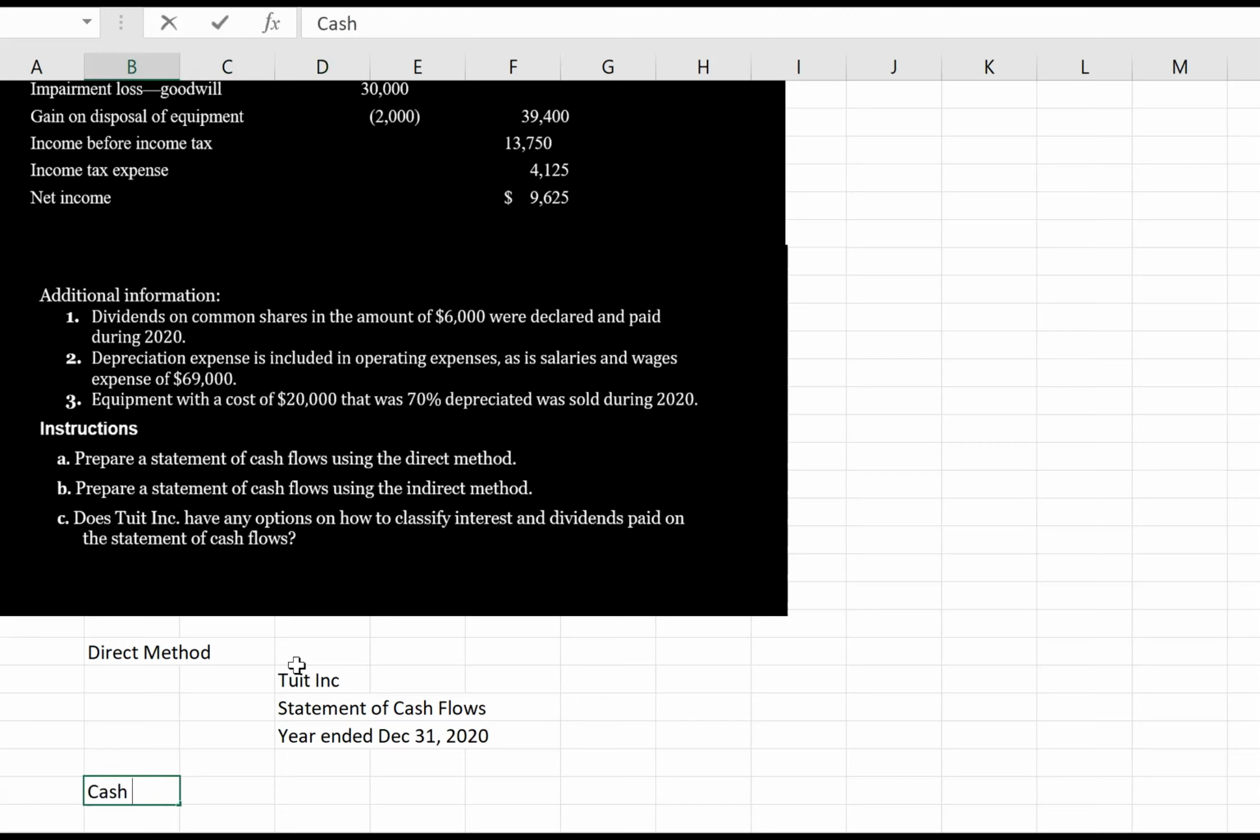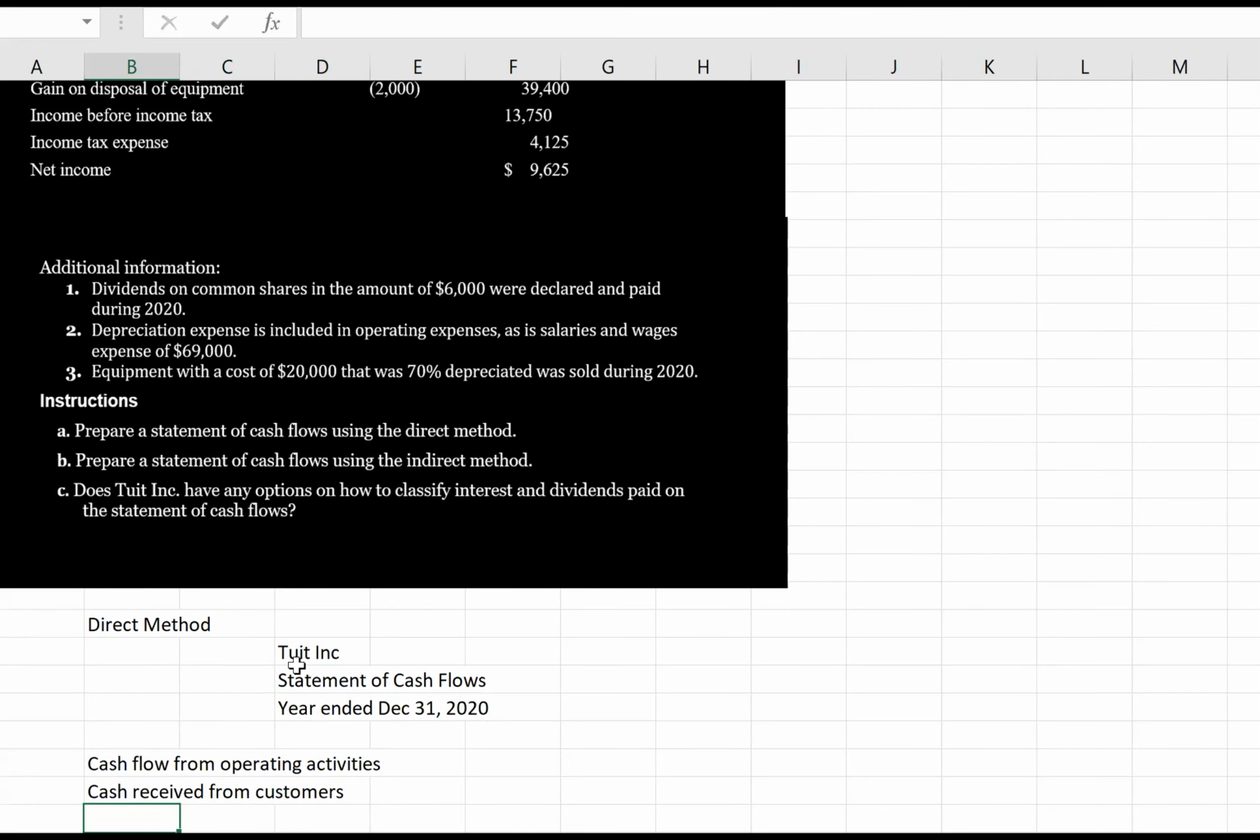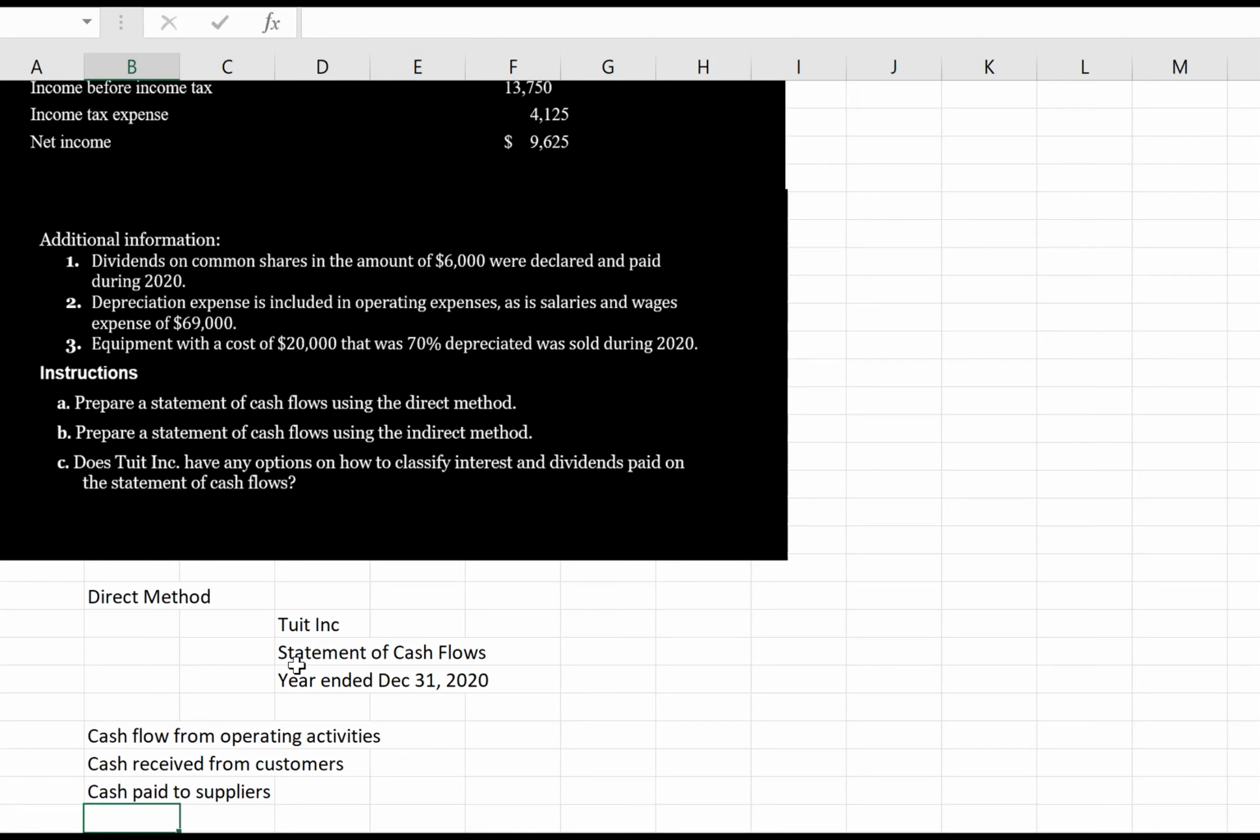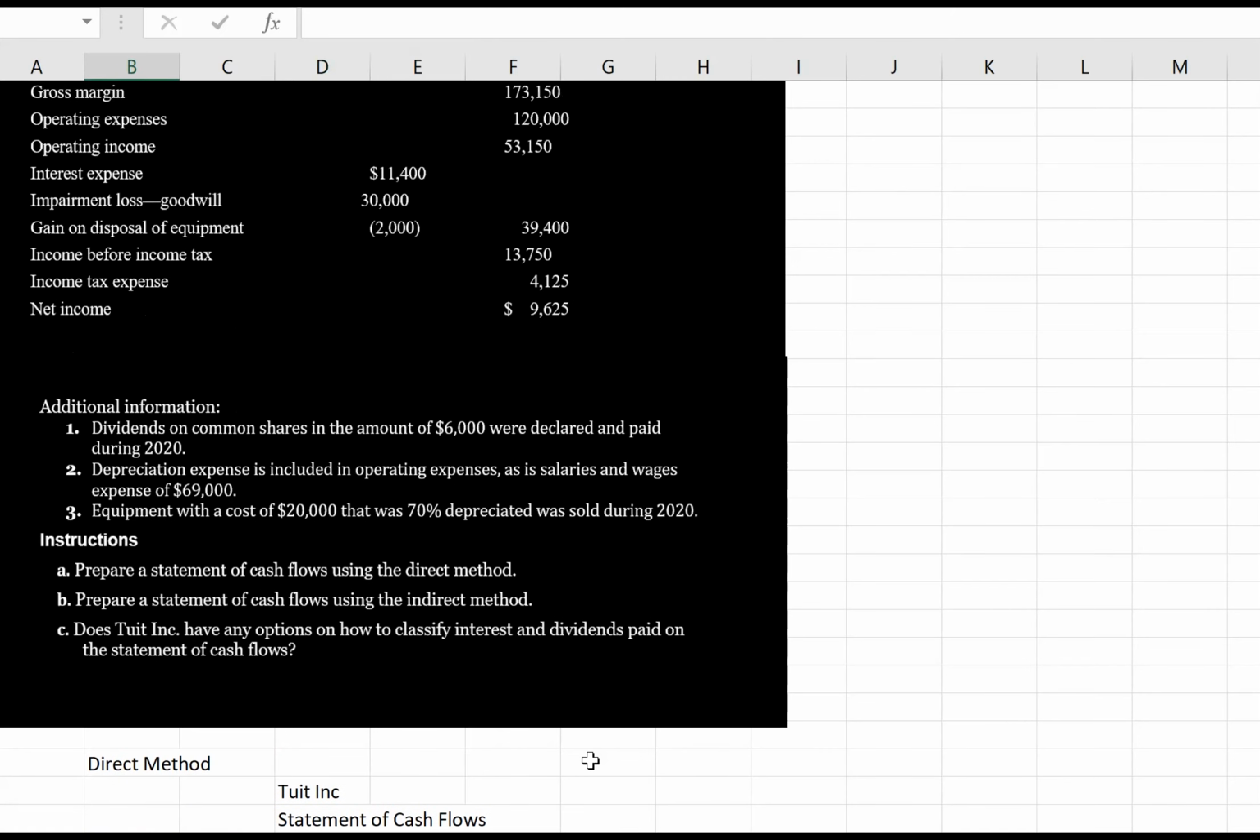in cash flow. So we're still going to have our heading cash flow from operating activities. And our main headings here are usually going to be cash received from customers, cash paid to suppliers, cash paid for taxes, cash paid. So we're going to have to look through all of our current assets and figure out what other headings we're going to need here. But let's get started with cash received from customers.